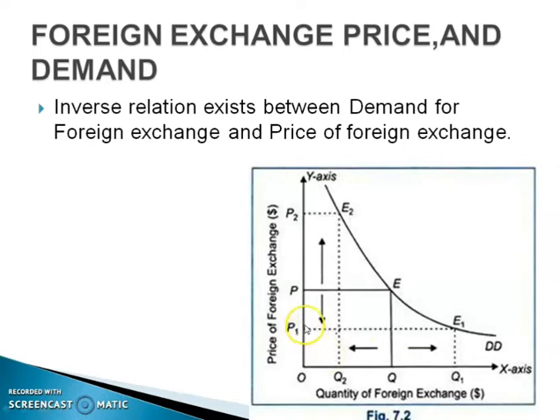And also, if there is any decrease in the price of foreign exchange, it will increase the demand for foreign exchange. In this diagram, if the price is decreased from OP to OP1, the demand is increased from OQ to OQ1. There is an inverse relation between demand and price of foreign exchange. That's why the curve is a downward sloping curve. So the demand curve of foreign exchange is a downward sloping curve.